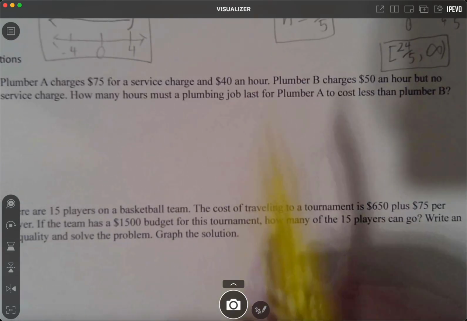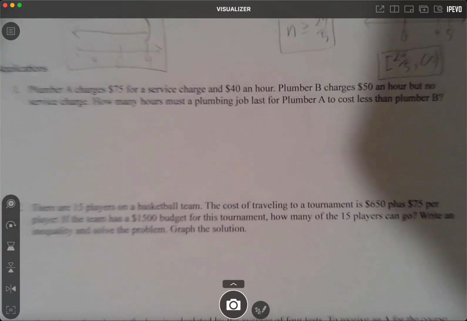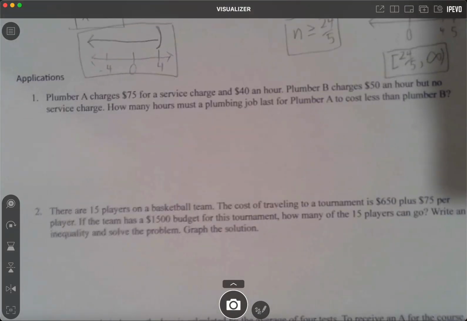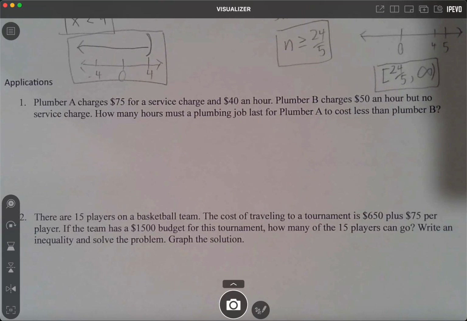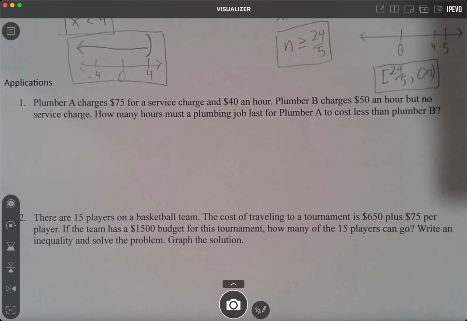So, let's see if I can check the zoom here a little. It's kind of fuzzing. It says plumber A charges $75 for a service charge and $40 an hour. Plumber B charges $50 an hour but no service charge. How many hours must a job last for A to be less than B? So the issue here is, at some point, A charges less per hour, but we have an upfront fee. But depending on how long they're going to be out on the property, at some point, 40 an hour beats 50 an hour. That's kind of the magic going on there.